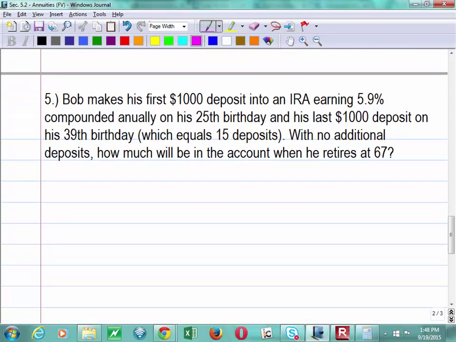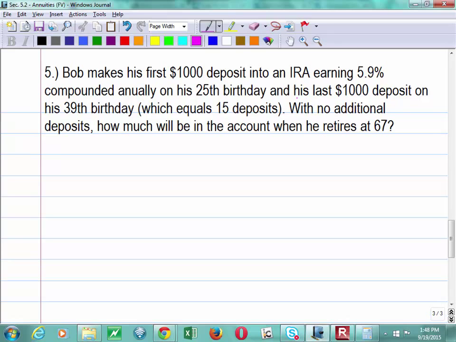Okay, number 5. If Bob makes his first $1,000 deposit into an IRA earning 5.9% compounded annually on his 25th birthday, and his last $1,000 deposit on his 39th birthday, which equals 15 deposits. With no additional deposits, how much will be in the account when he retires at 67?